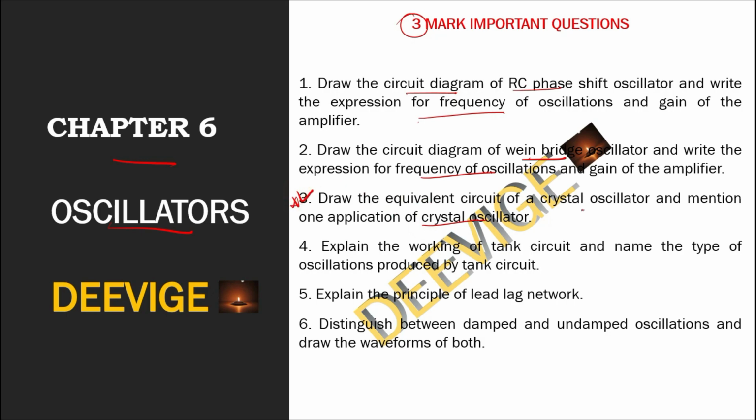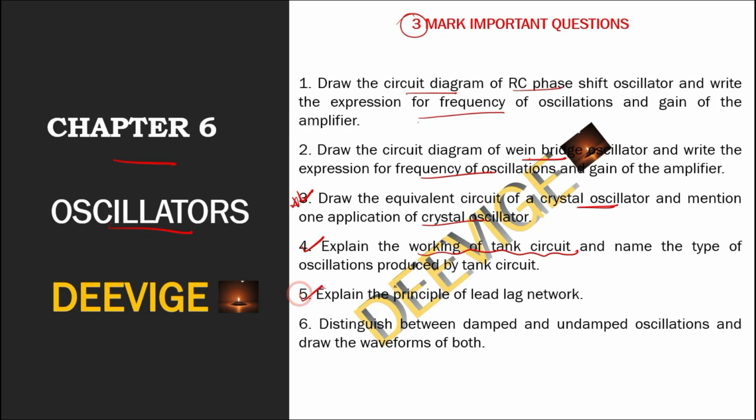Draw the equivalent circuit of a crystal oscillator. Mention one application of crystal oscillator. Explain the working of tank circuit. You know, tank circuit produces damped oscillations. How does it produce? That you need to explain. Converting electrical energy to mechanical energy and again mechanical to electrical energy.